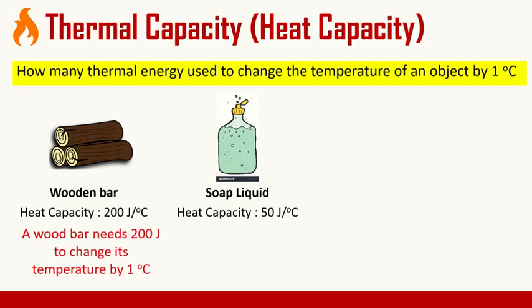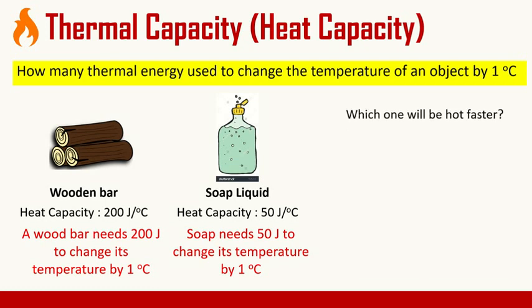What does it mean with the heat capacity 200 joule per degree Celsius? It means a wooden bar needs 200 joule to change its temperature by 1 degree. Change temperature here means to make it hotter or to make it colder by 1 degree Celsius. What about the soap liquid? With the same pattern of definition, this is the definition of the heat capacity of the soap liquid. Now, you can compare. For the wooden bar, to change temperature, it needs 200 joule. But for the soap liquid, it's only 50 joule.